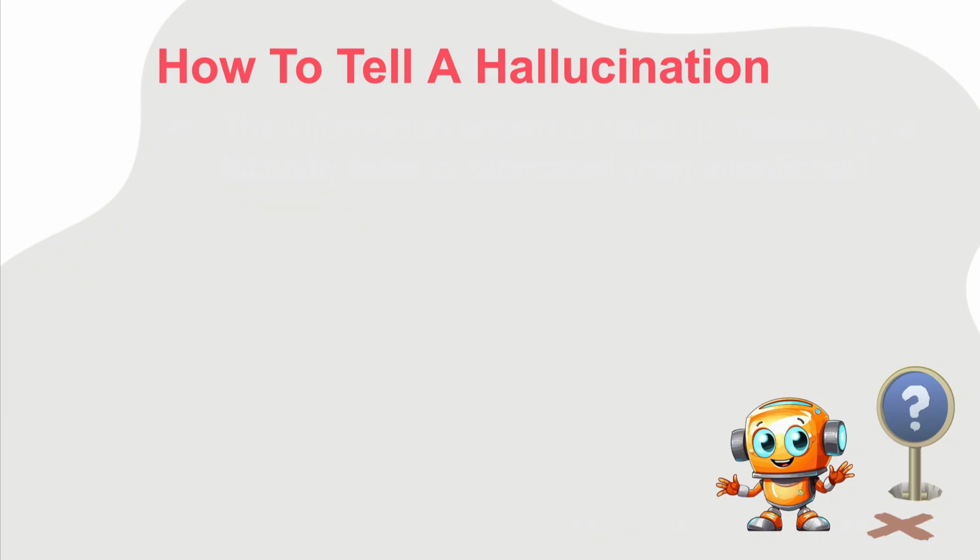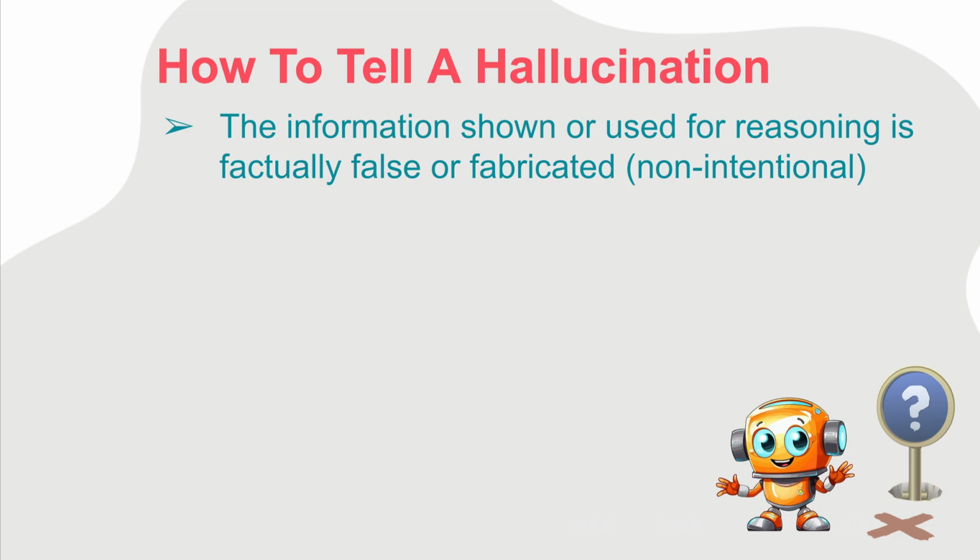So to recognize an AI hallucination, one thing that you would look for is the information shown that the AI comes up with or that the AI uses for reasoning: is it factually false or fabricated? Now, these are non-intentional hallucinations. It's not like the AI is trying to trick you. It maybe just thinks a superhero from a comic book is real and uses that information.